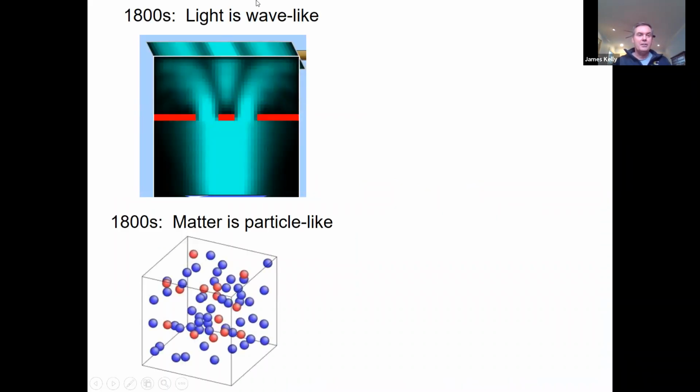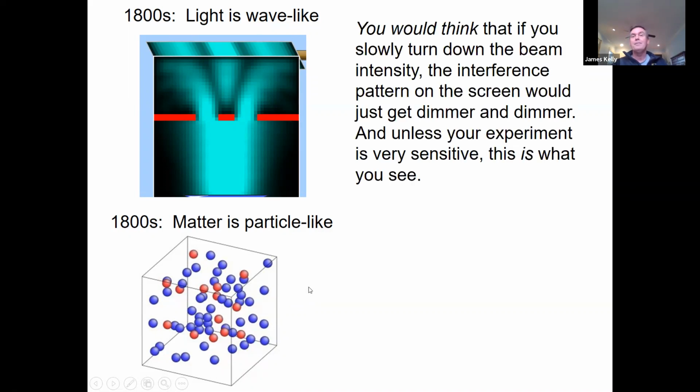So Young's double slit experiment and other experiments that demonstrate diffraction show that light is wave-like. And so in the 1800s, it was well accepted that light was wave-like and matter was particle-like. In other words, people thought that matter was made of small pieces. We were beginning to develop the atomic theory of matter and understand that it was made of tiny little pieces. Matter didn't seem by itself to have anything intrinsically wave-like about it.